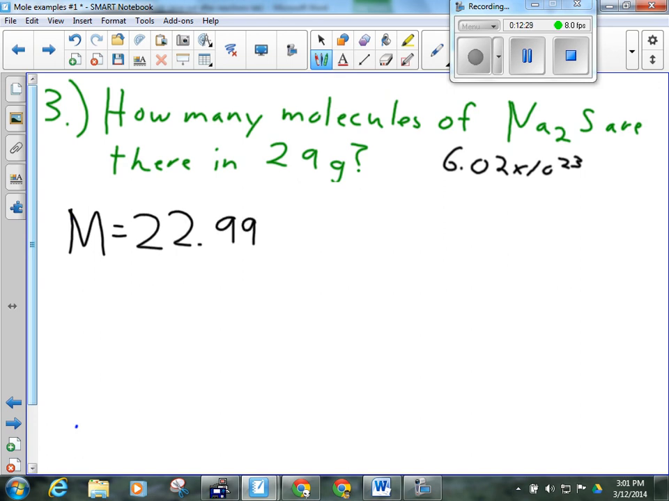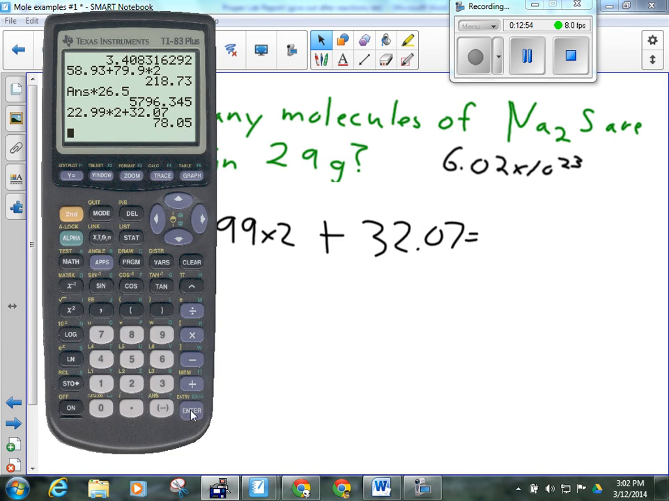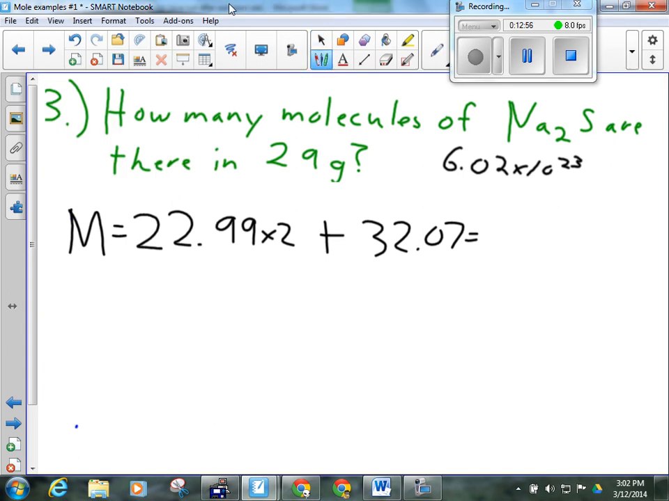What do I have to multiply that by? 2, because there are 2 sodiums in this compound. All right, and then I got to add it to sulfur, which is 32.07. Okay. So 22.99 times 2 plus 32.07 gives us 78.05 grams per mole.